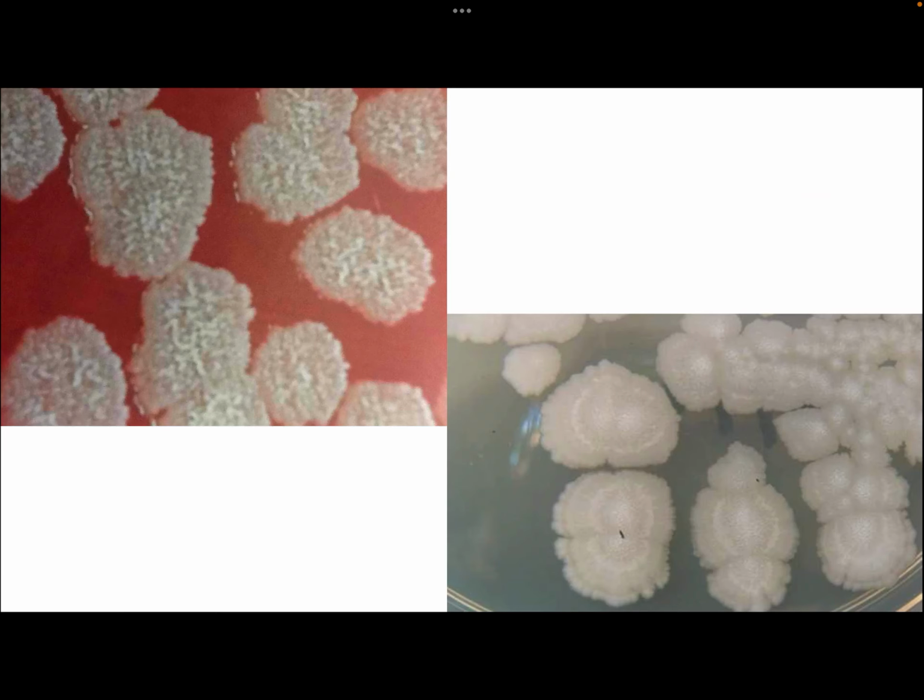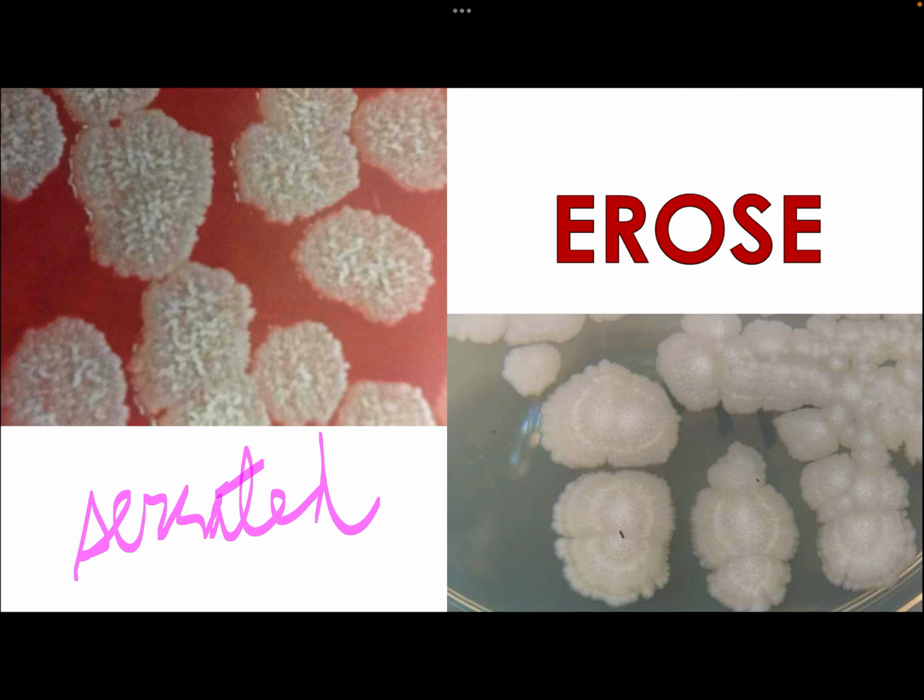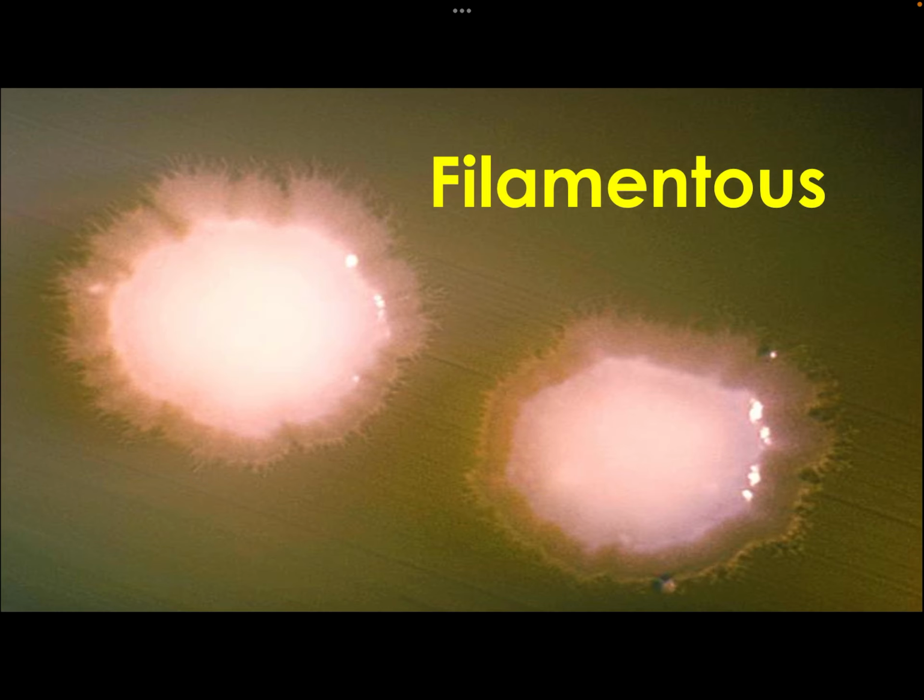How about this one? What do you think? They are serrated. So what's the other term for that one? Serrated or erose. How about this one? How can you describe that one? It's very obvious, of course, it's filamentous. How about this one?